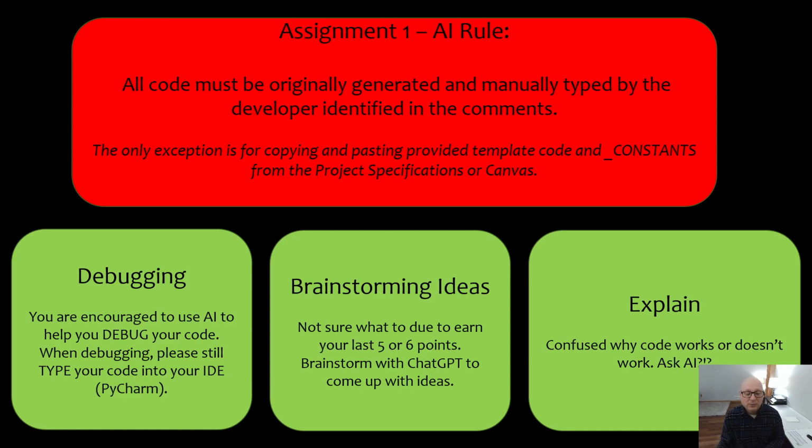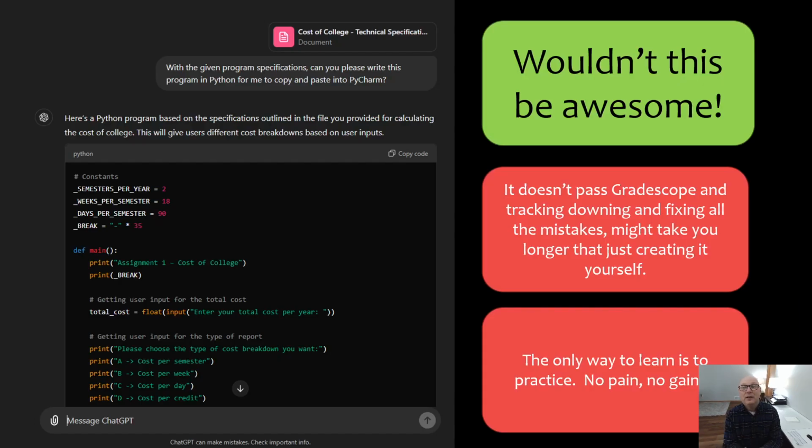However, the potential for abuse is high, and as a developer who uses ChatGPT regularly, I can tell you there are limits, and there's a line I don't want you to cross. Here's that line made crystal clear. You could take the project specifications, put them into ChatGPT, and just ask it with a simple prompt: when given these program specifications, can you please write the program in Python for me to copy and paste into PyCharm? Boom. There, I did it, and it outputted code.